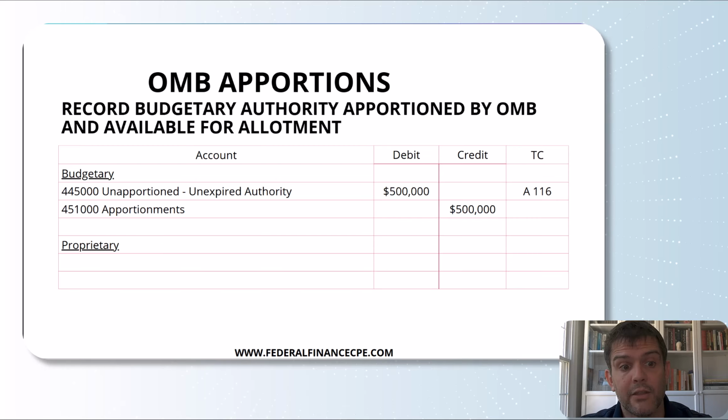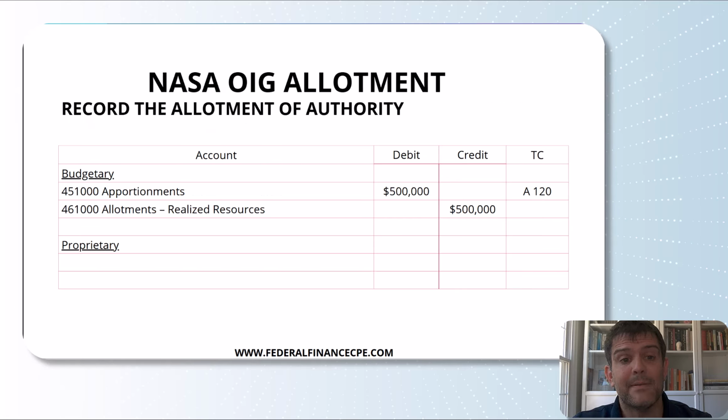Okay, and you'll see here, though, there is no proprietary entry. And that's okay, and that's expected, right? No economic event has occurred in the more traditional sense, right? We didn't buy anything. It's just moving the status of budgetary authority from being appropriated to actually being apportioned. All right, the next step is allotment.